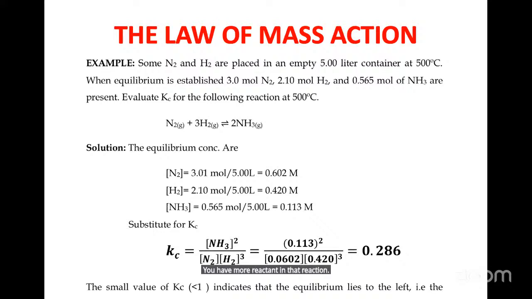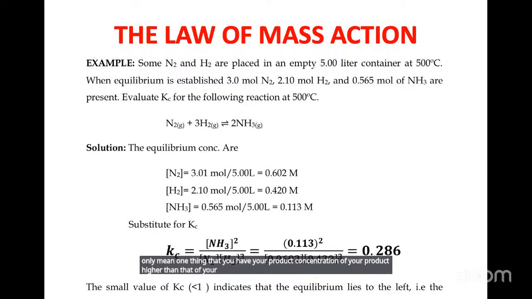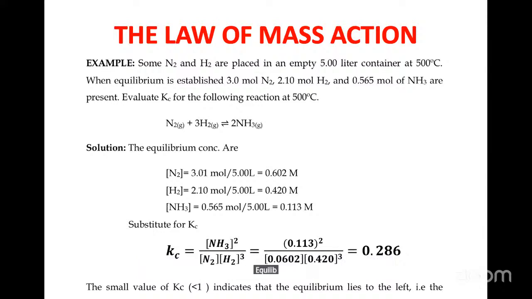But if it's more than 1, that could only mean one thing: that the concentration of your product is higher than that of your reactant. And that means that your equilibrium is towards the right.